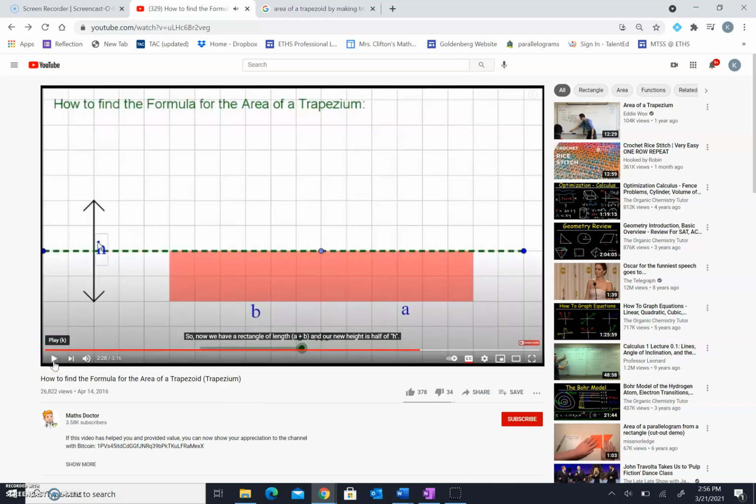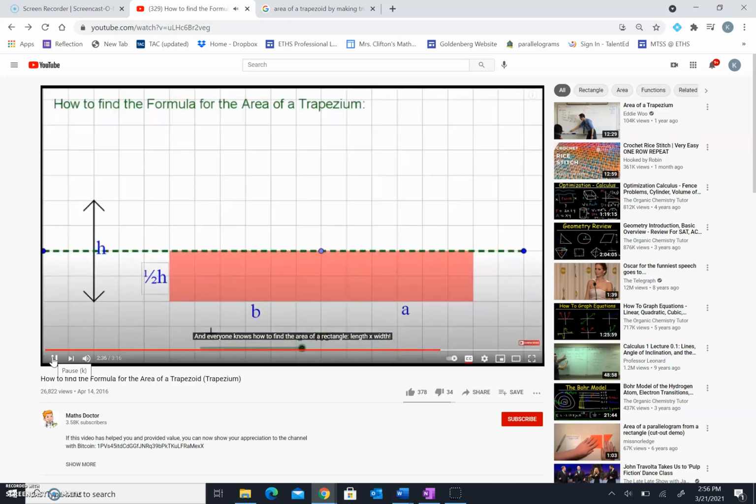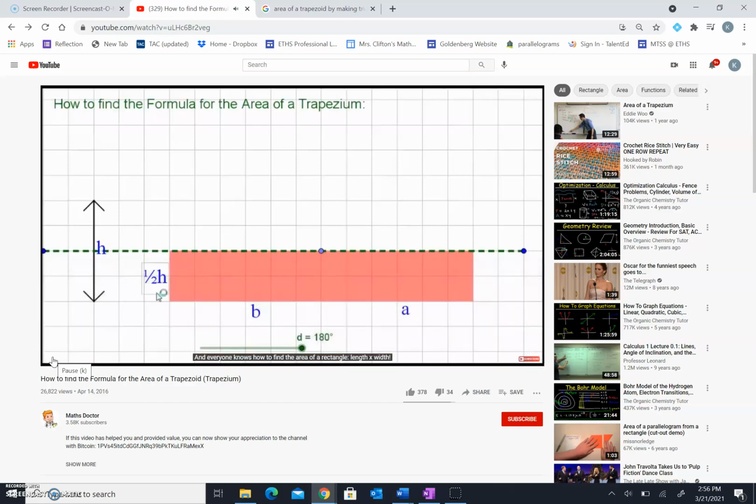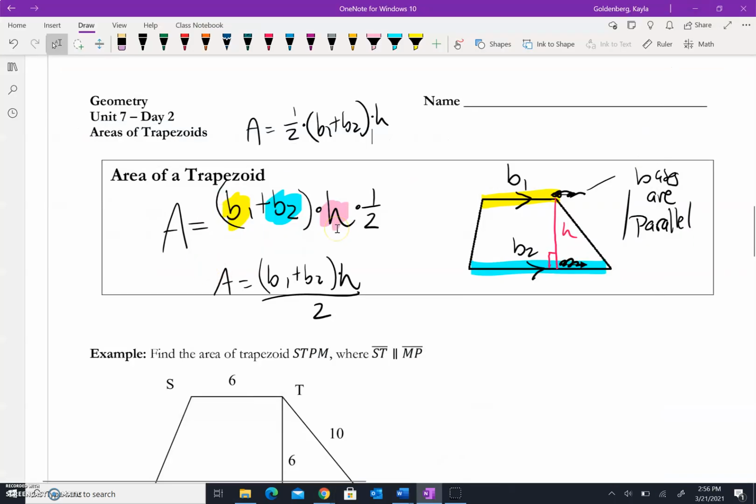And when they say A add B, that's just a different way of saying A plus B, of H. So we can put half of H there, and everyone knows how to find the area of a rectangle. It's just length times width. So you can then see that we have base 1 plus base 2 times height times 1/2. So that's where this whole component is coming from. I will include that video as well with our notes. You can go back and rewatch that if you wish.